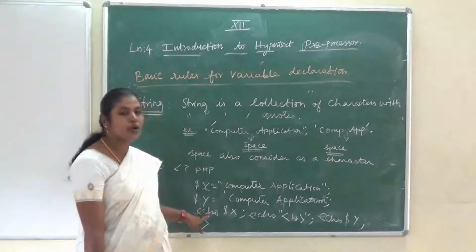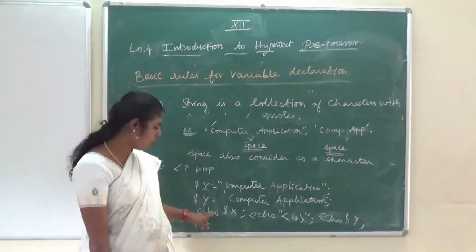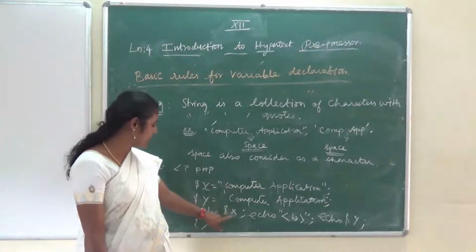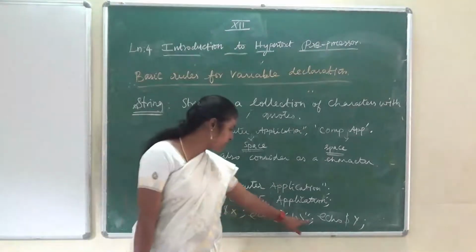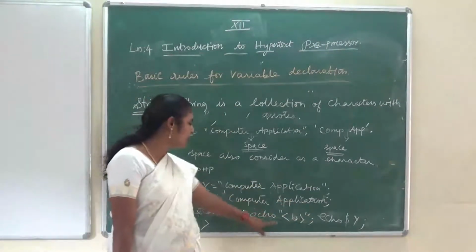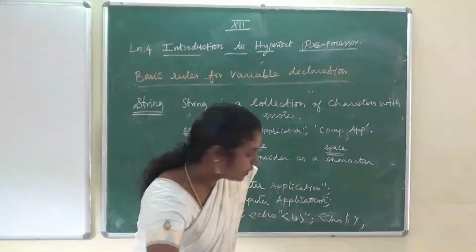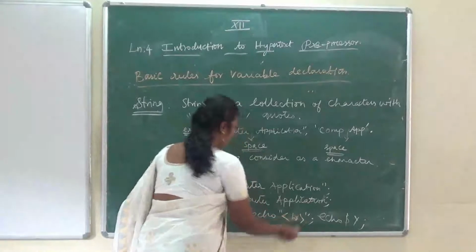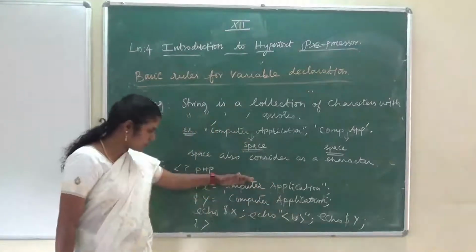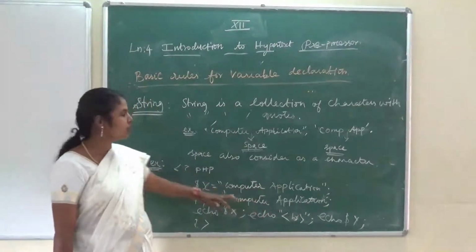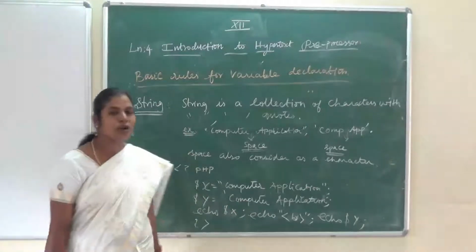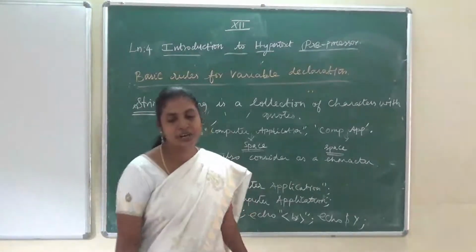Next one, echo is used to provide the output. Here first X is an output, next Y is an output. In between is the BR statement. This is what statement? The BR statement, which is used to give a break in between the first string and the second string. Okay. Then next we are going to study the integer data type.